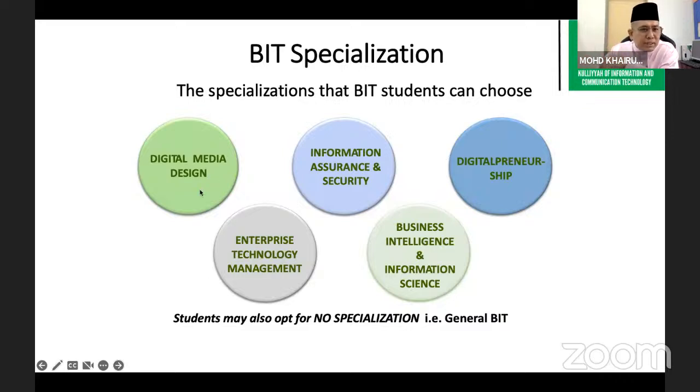We have digital media design, for students who are interested in designing multimedia. They can come and focus to get the digital media design specialization. We also have information assurance and security, where we introduce our students to IT security. Then we have digital partnership, a specialization focused on how to become the owner of an organization or company. Enterprise technology management introduces students to the enterprise systems in the industry. And also business intelligence and information science, where we introduce our students to becoming a data scientist. I will explain a little bit on the courses offered in every specialization here.